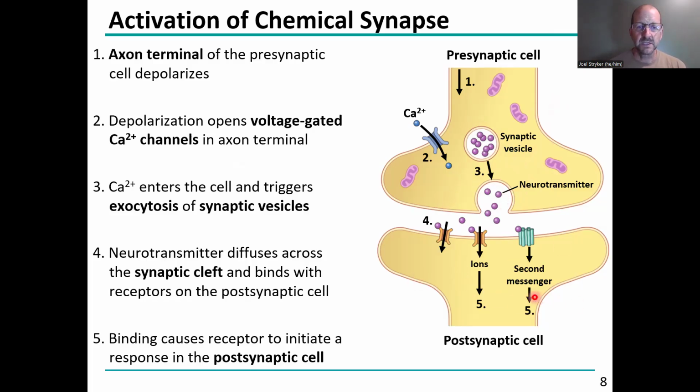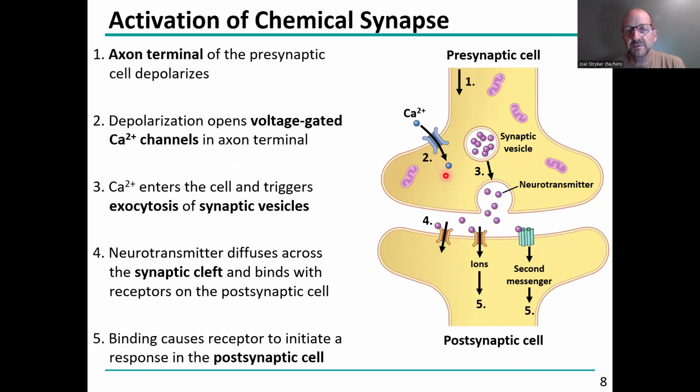In this case, the target cell, they're just calling a postsynaptic cell. It looks like probably another neuron. It doesn't have to be, it could be a muscle cell, it could be a gland. There are different kinds of cells that it can be here. But in this case, we're probably talking about another neuron because neurons talk to each other a whole lot.